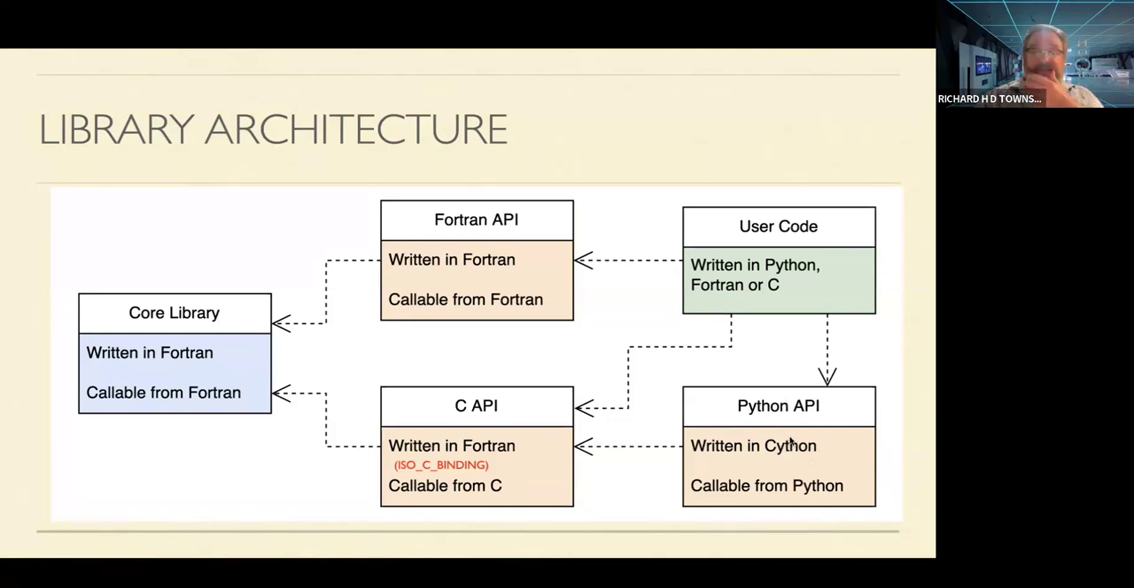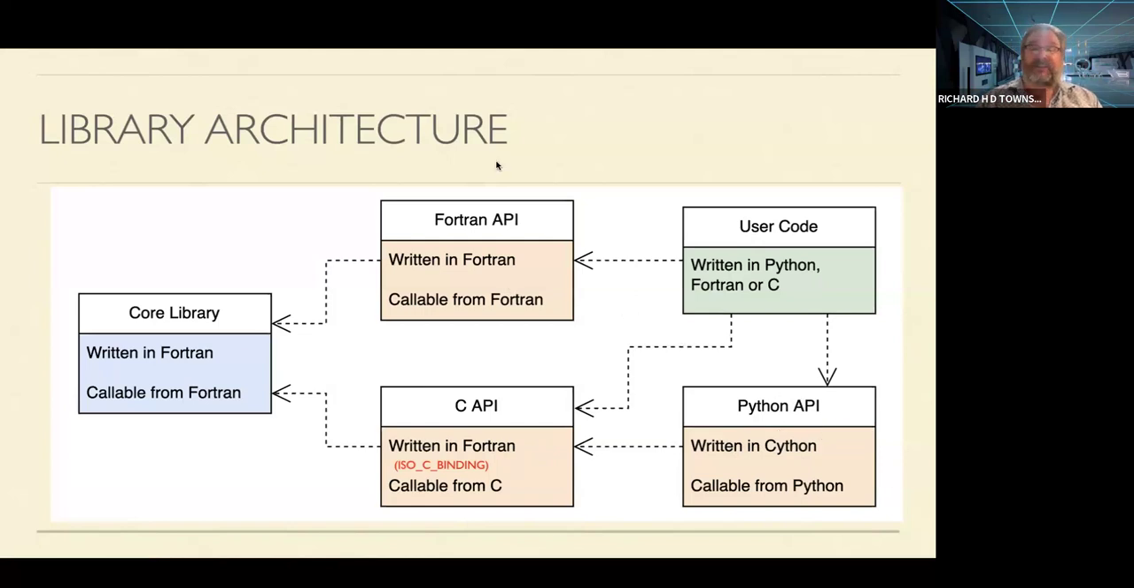The Python API is written in Python, can be called from Python. So the Python calls the Fortran thinking it's talking to C, and the Fortran listens to the Python thinking it's talking to C, but in fact, each of them is talking directly to the other. So user code can access MSG either through Fortran, through the C API, or through the Python API.